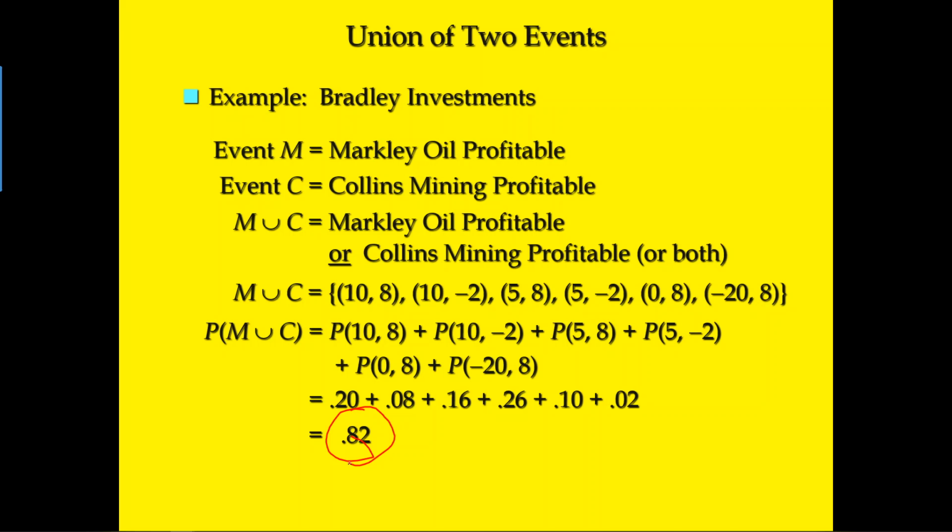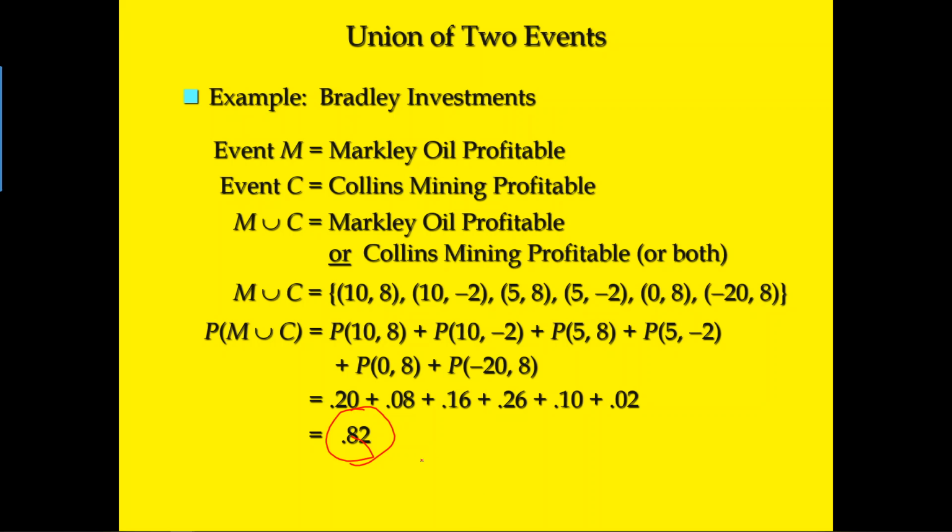If you recall what we got in the previous video, the probability of M is 70% and the probability of C is 48%. So the union of the two events is larger than both probabilities. It is pretty straightforward because in this union we're looking for at least one stock making money. So the probability of the union should be no smaller than the probability of M or the probability of C. Okay, this is how we calculate the union of two events.